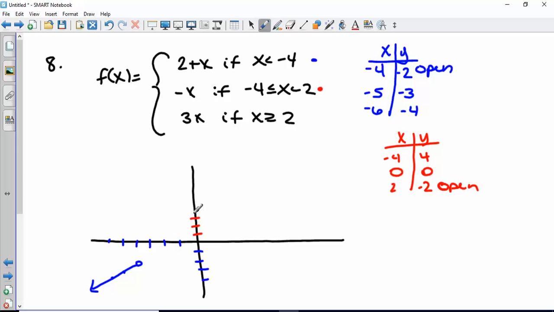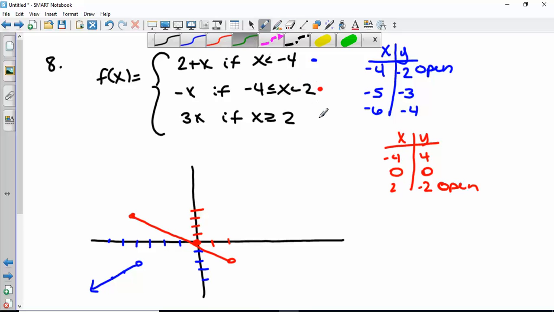So -4, 4, 0, 0, 2, -2 is open. Because it had 2 endpoints, it doesn't extend either direction. That's just where it starts and stops.